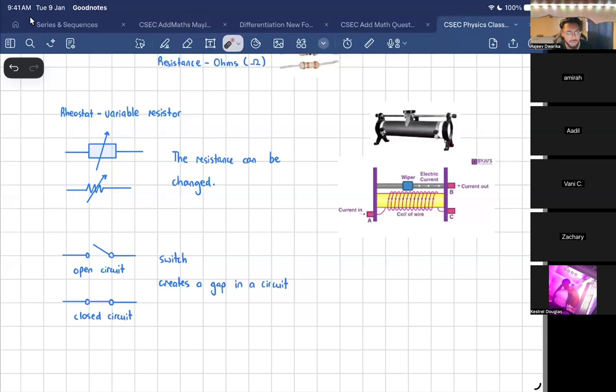We'll see a little experiment first. I will show you something real. I will show you guys also what a multimeter is. Have you all ever seen a multimeter before? No, sir.